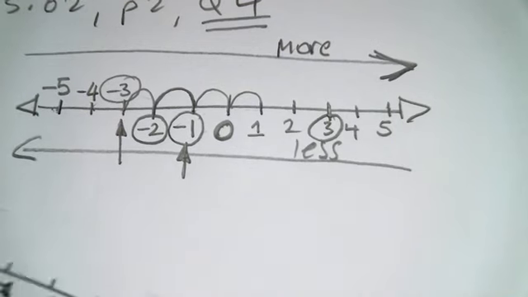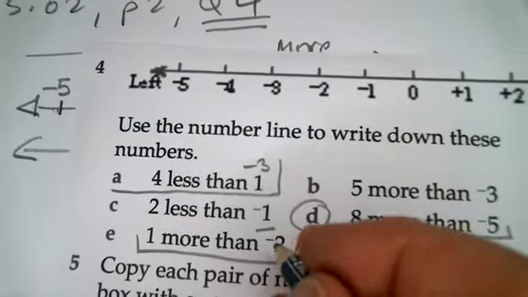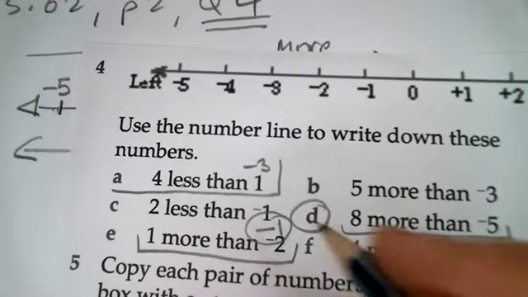So the answer for E is then going to be, 1 more than -2 is in fact negative, you can't see that, sorry, is in fact -1. And there's my answer for that one.